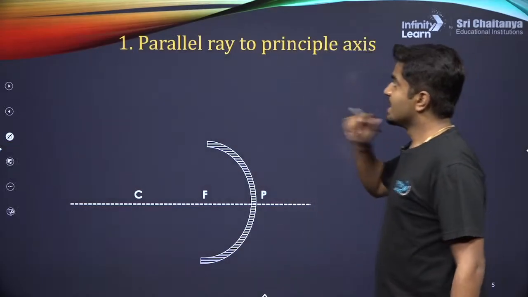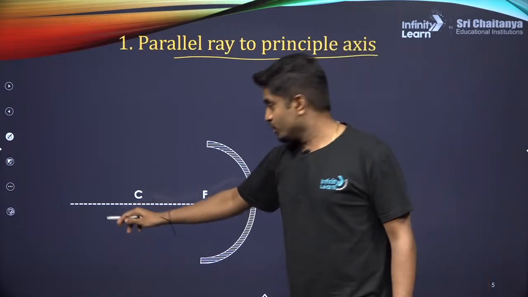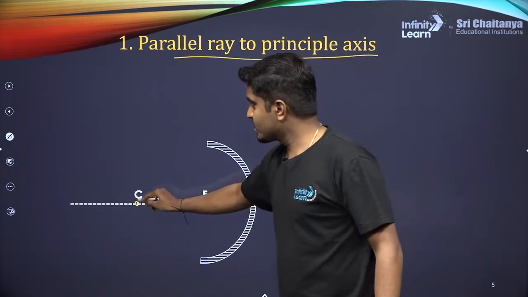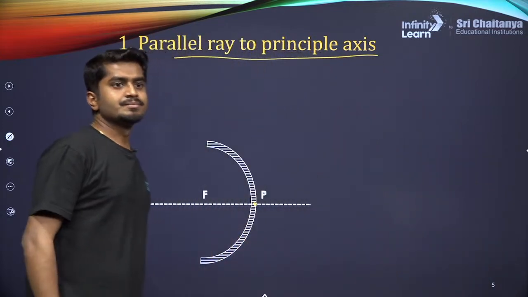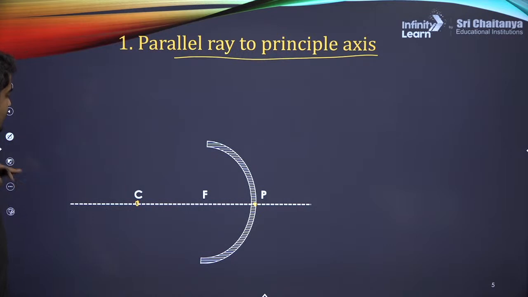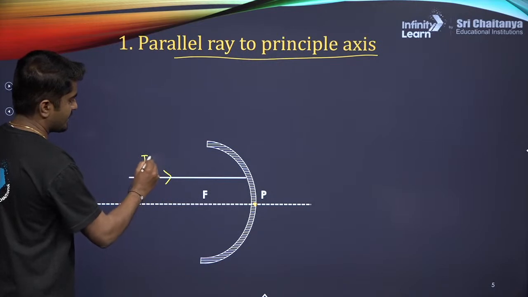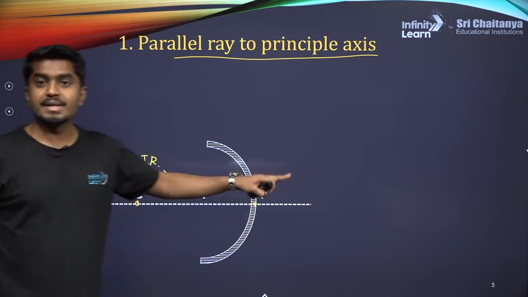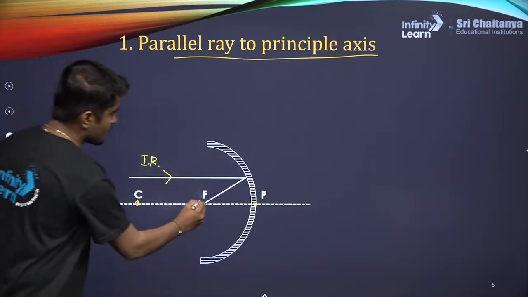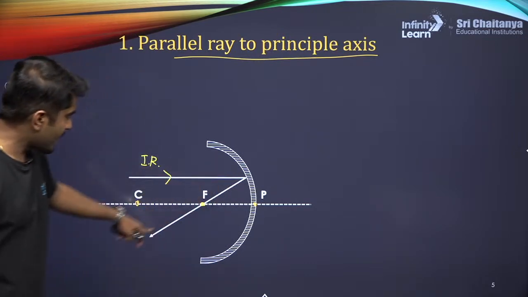Alright, the first one, rays parallel to the principal axis. What is the principal axis? In the last class I told you, this imaginary line passing from the pole to the center of curvature is called the principal axis. Now the ray is parallel to the principal axis. You see this? There is our incident ray. This incident ray is parallel to the principal axis. What will happen after reflection? It will pass through the point on the principal axis which we call the focus. Yes, it will pass through this focus.